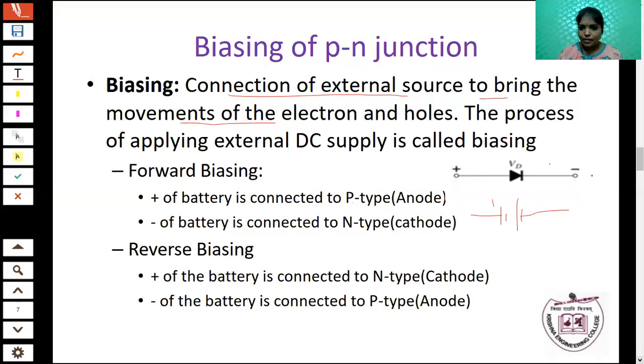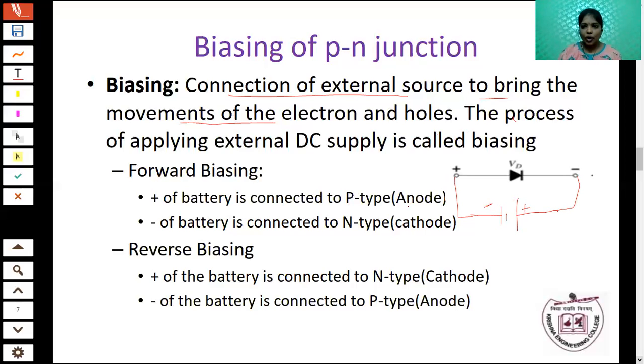Next, you have to know reverse biasing. Reverse biasing is just the opposite. In reverse biasing, the negative terminal of the battery is connected to the positive terminal of the diode, that is the anode of the diode, and the positive terminal of the battery is connected to the negative terminal of the diode. Reverse biasing is just opposite to forward biasing. So this is forward biasing and reverse biasing.